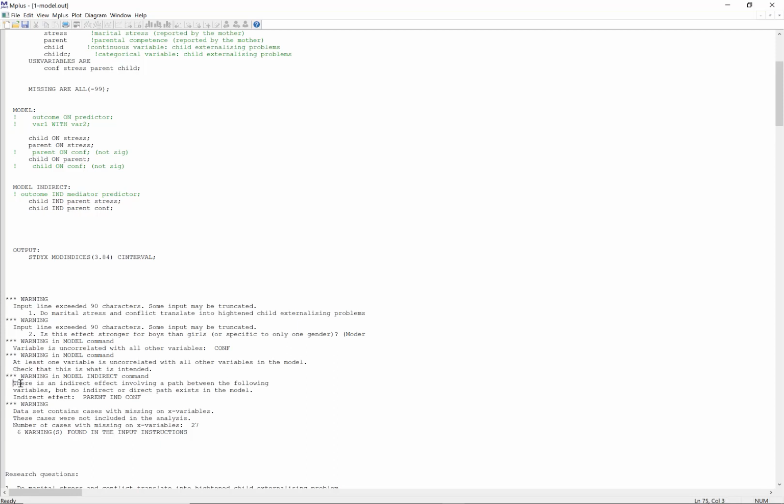It says there is an indirect effect involving a path between the following variables, but no indirect or direct path exists in the model. In addition, because the variable conflict is now disconnected from everything else, we have taken out both pathways that relate to conflict. We have yet another warning. It says at least one variable is uncorrelated with all other variables. Check that this is what is intended. So let's have a look at the diagram.